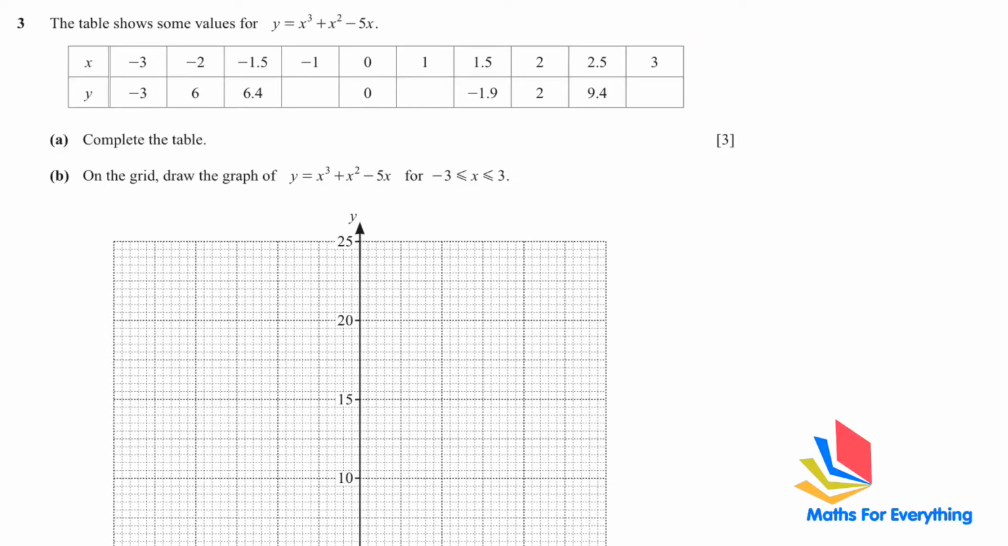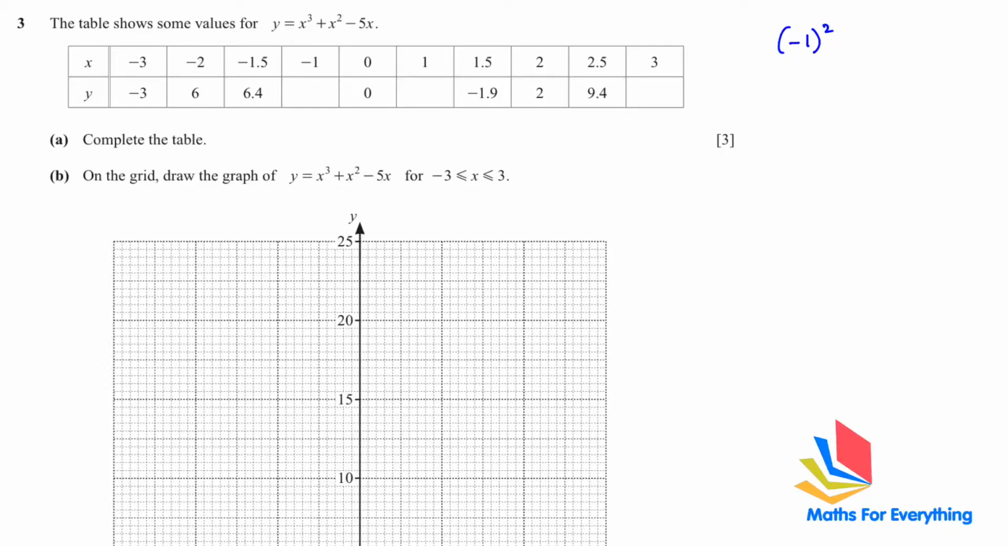Part 3. We have been given a table and an equation. We have to find the value of y when x is negative 1, 1 and 3. A very easy 3 mark. We just have to replace here. But remember, if it's a negative, when you put it in the calculator, you have to write it in a bracket or you will get a wrong answer.